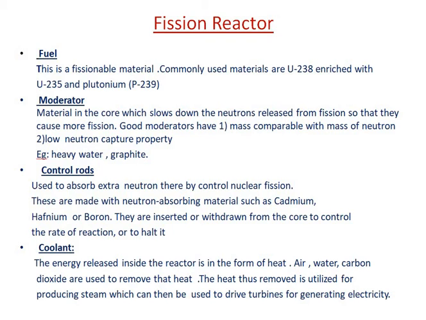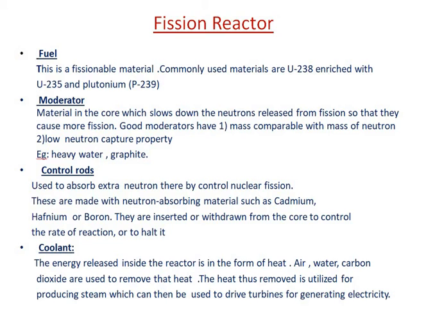So what is a moderator? It is the second important part of a nuclear reactor. A moderator is a material which is used to slow down a neutron. We know that in a nuclear reaction, fast neutrons are produced, but they do not undergo fission in a proper manner. So we have to slow down the neutrons, and the part of the reactor which slows down the neutrons is known as a moderator.